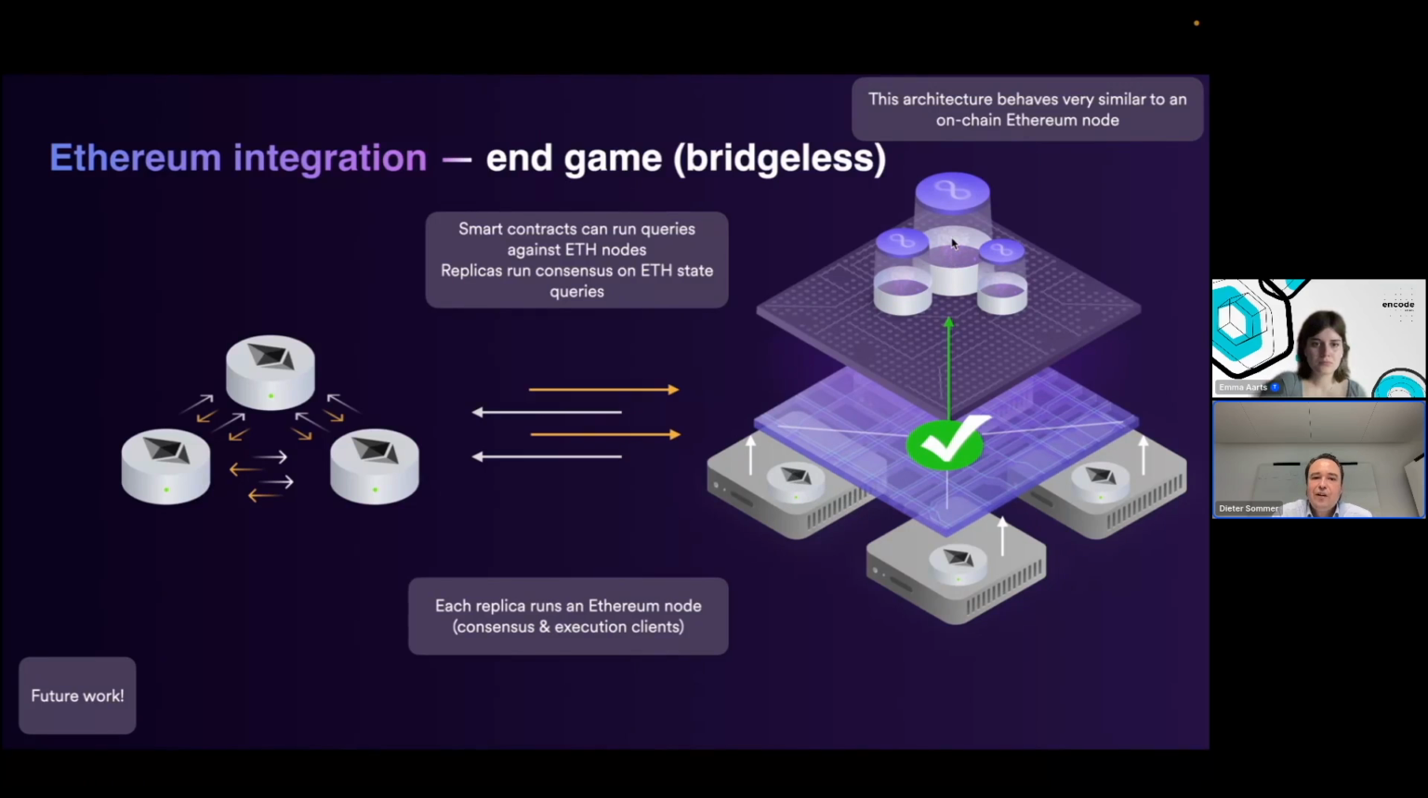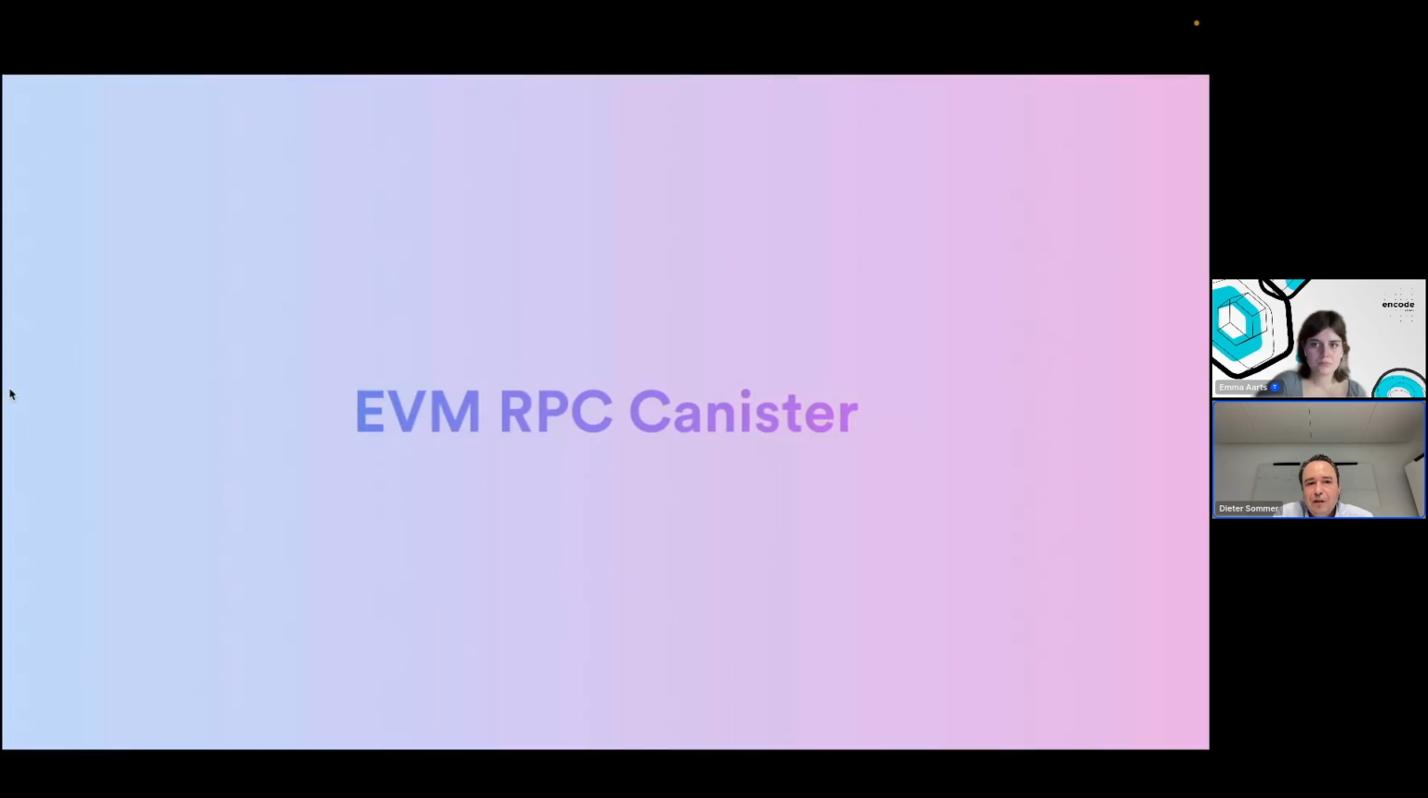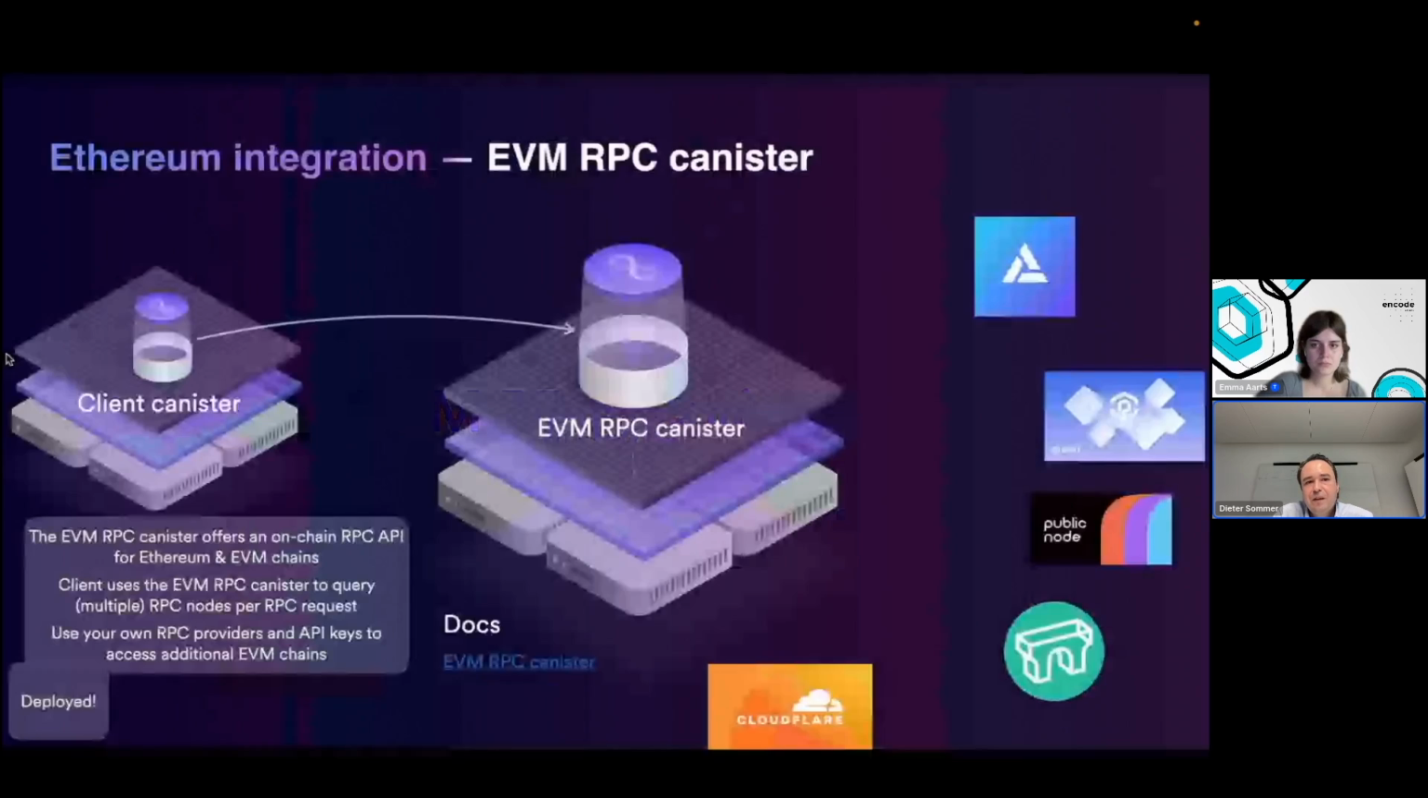And this is very, very powerful because it behaves very similarly to an on-chain Ethereum node that would sit on-chain, but it's really sitting on the node machines, and consensus is used to emulate an on-chain Ethereum node. This is quite a big project. That's why it's deferred to future work. And what has been done to be quicker to market is the following, namely an EVM RPC canister based approach. Let's look at this one. So this is already deployed and can be used and is already used by people.